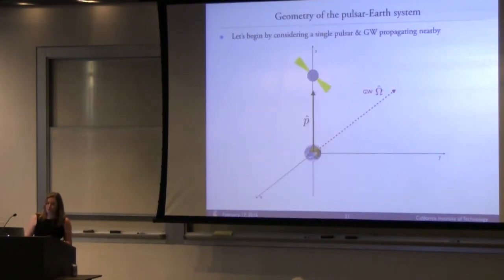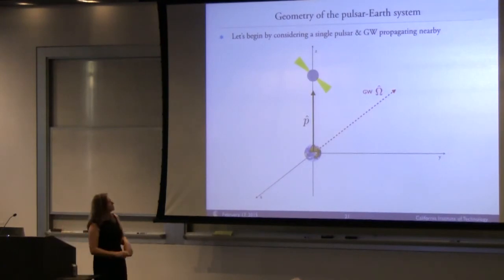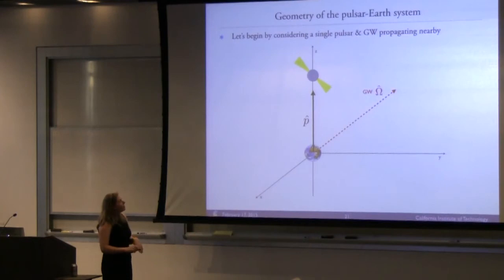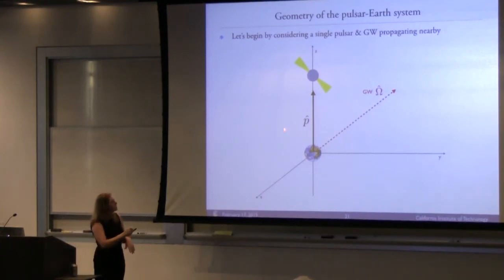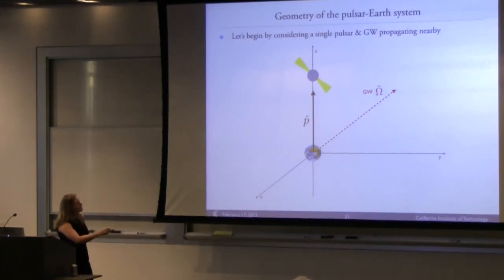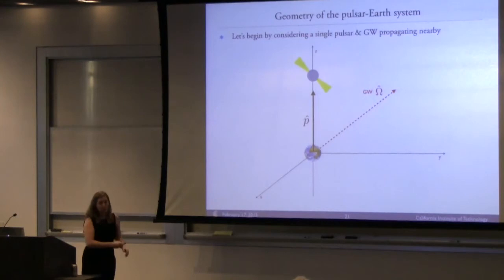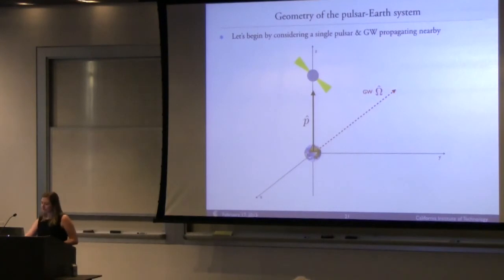So here's what we're going to do. We're going to start with a picture. This is what I always make my students do when they're solving problems: draw a picture. So that's how we'll start. I want everyone to imagine we have a single pulsar and the Earth, and we have a gravitational wave that's propagating nearby. I just want to give everyone a feeling for the notation I'll be using. So here, this p-hat vector points from the Earth to my pulsar, and this omega-hat vector is the direction my gravitational wave is propagating.